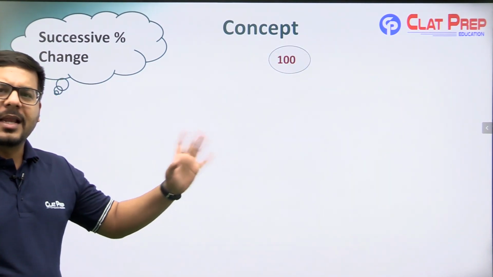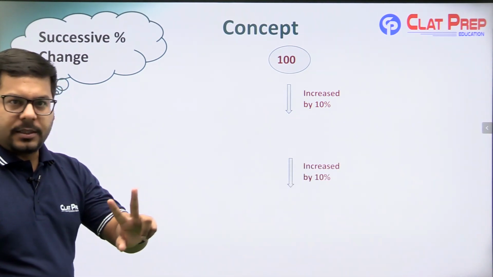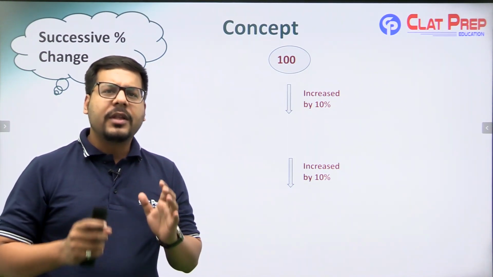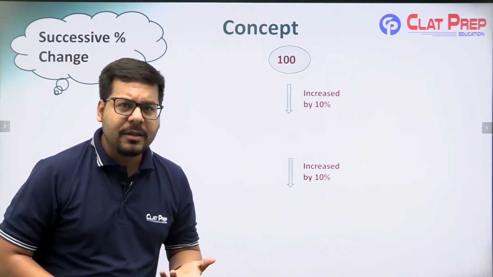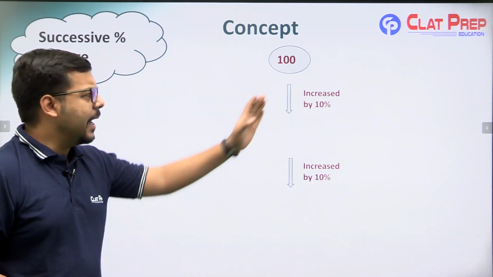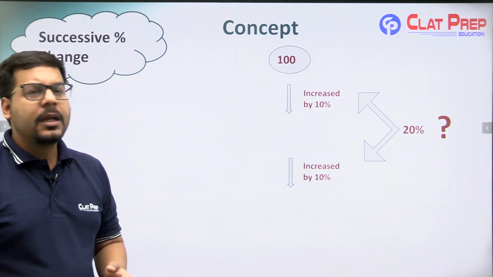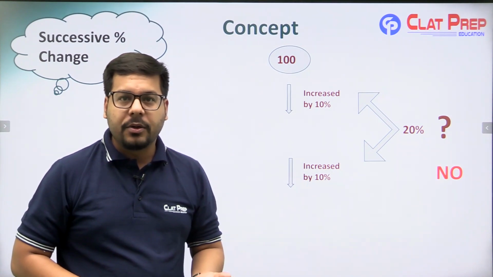Say suppose there is a number 100. I increase this number by 10% twice, that is 10% and then again 10%. Now first of all, think about it, whether this overall change is equal to 20%? Because normally it feels like 10 plus 10 should be equal to 20, but whether it is actually equal to 20, the answer is no, it is absolutely not. Why is it not equal to 20?